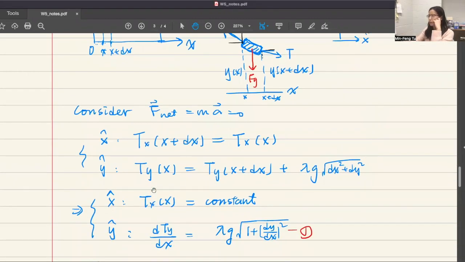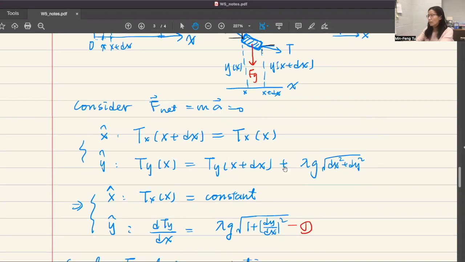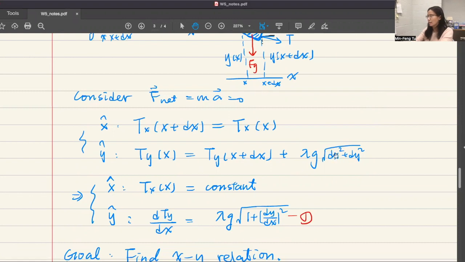From the x component, I learned that the tension in the x direction is constant. So it depends on how strongly the two supports are pulling your rope. In the y direction, we see this. Then again, I can take a dx out of my square root and do a little math trick here. I'll leave it to you to follow all the little steps. Anyhow, in the y direction, I eventually come up with this.